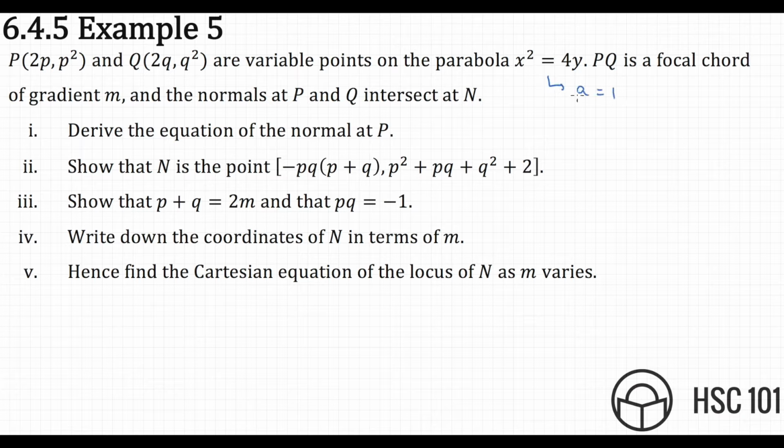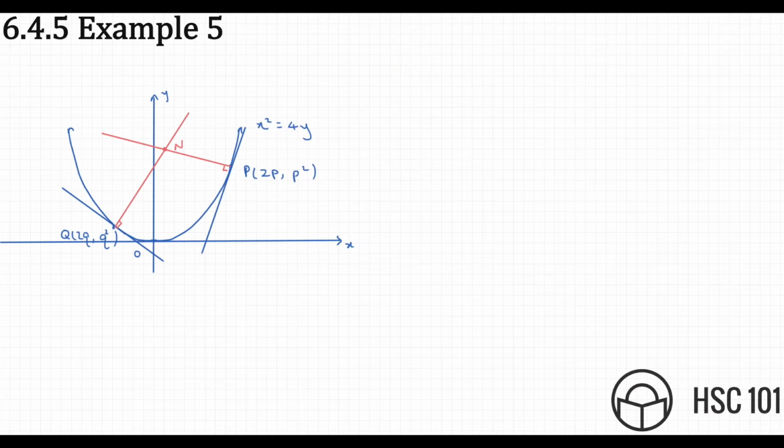So I'll get a diagram out, because we've got a lot of subparts over here. Part 1, we want the equation of the normal. Part 2, we want to show that N is the point (negative pq, p plus q, p squared plus pq plus q squared plus 2). So let's get a diagram out first and see what's actually happening.